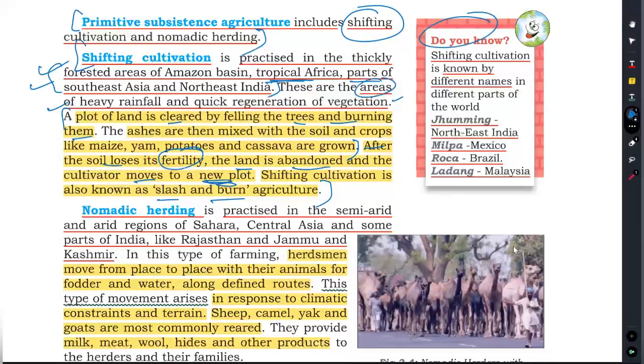Do you know? This shifting cultivation is known by different names in different parts of the world. They have given a few examples. You have to mug up these names. In Northeast India, shifting cultivation is known as jhumming. Milpa in Mexico. In Brazil, it is known as roca. In Malaysia, it is known as ladang.